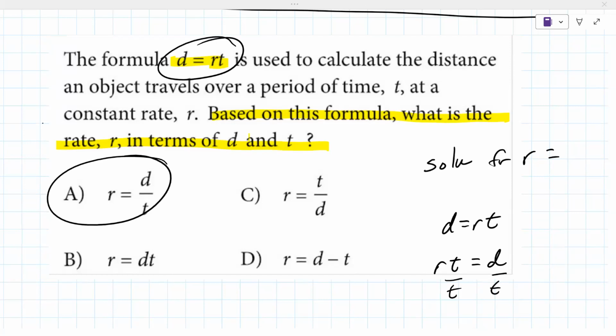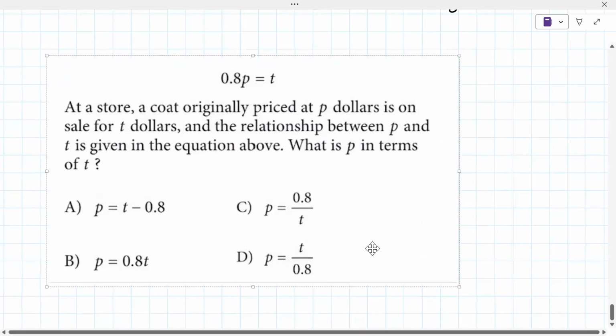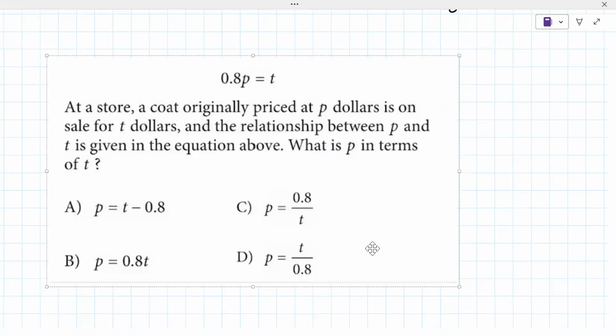Here is another one like this one to try. What is P in terms of T? So just divide. It would be P equals D over P. Yeah.